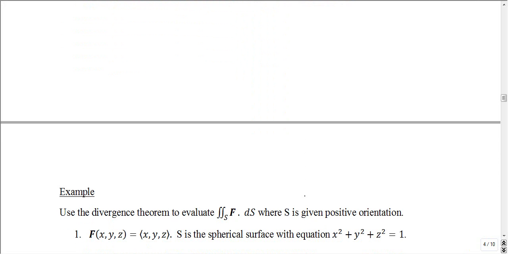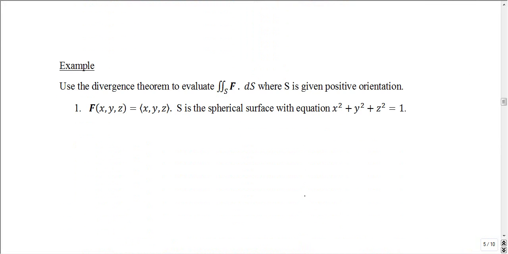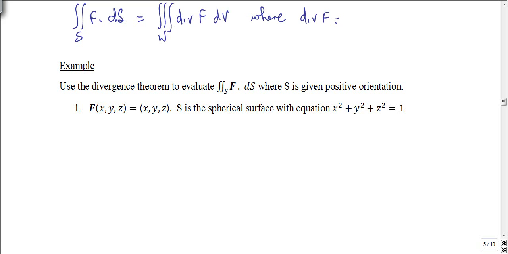So let's do some questions here. Let me write out the formula. The surface integral over S of F dot dS is equal to the triple integral over W of div F dV, where div F is partial P with respect to x plus partial Q with respect to y plus partial R with respect to z. All right, let's do it. Again, if I ask you to use the divergence theorem, please use it.